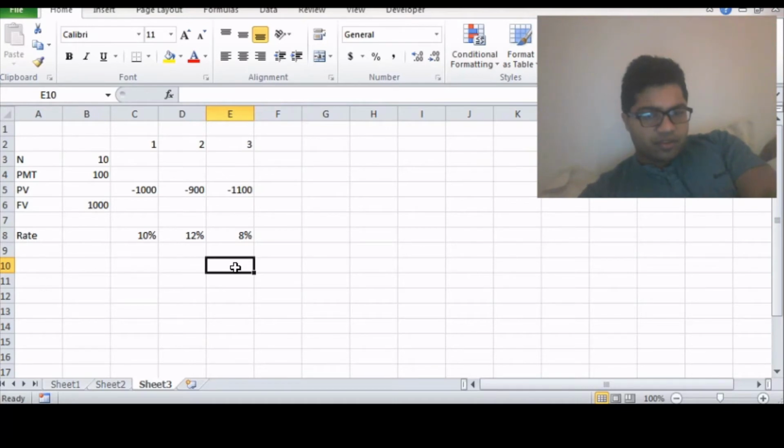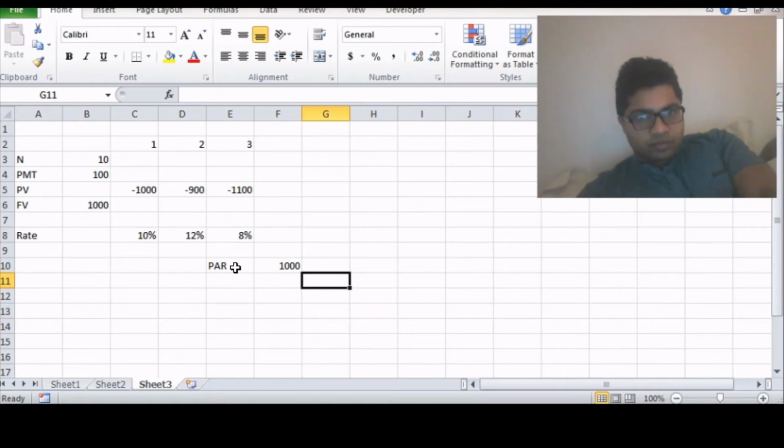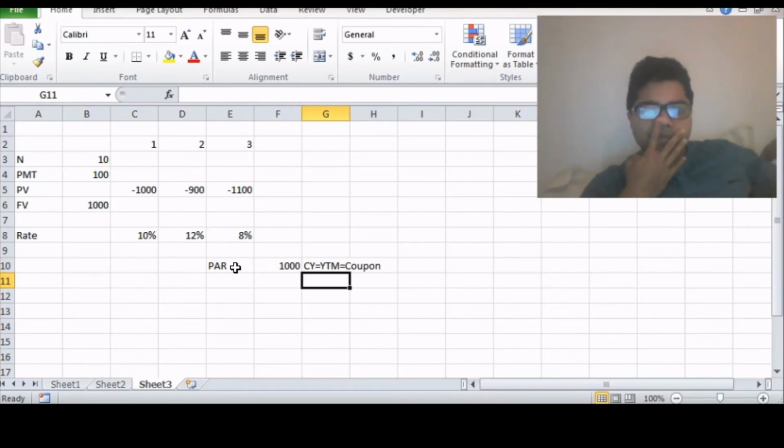So you would have noticed something with current yields as well as yield to maturity. If bonds are bought at par, it means if, for example, face value is 1,000, par value is 1,000, and you buy it at 1,000, then current yield equals YTM, yield to maturity, which again equals the coupon rate. So it is exactly the coupon rate that you are getting.